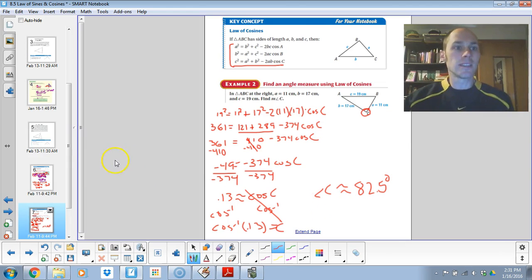So the law of cosines and the law of sines are two equations that we can use in non-right triangles to figure out missing sides or angles.